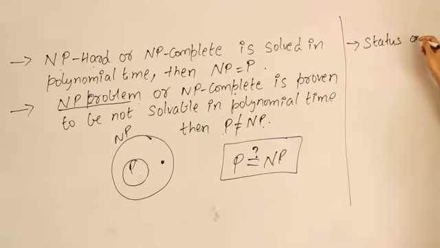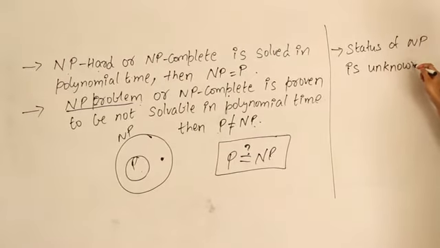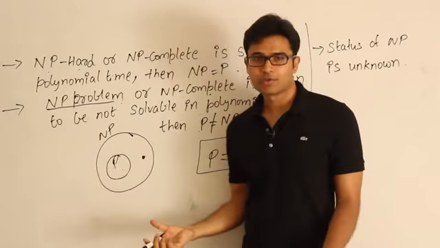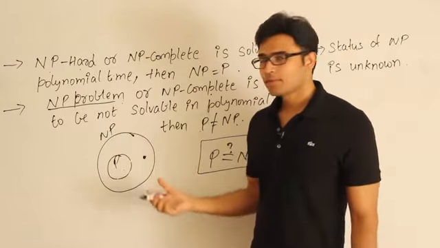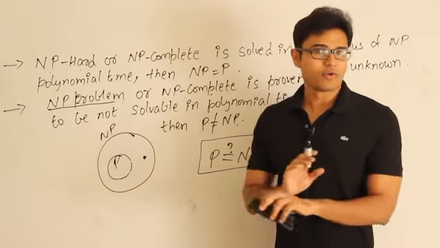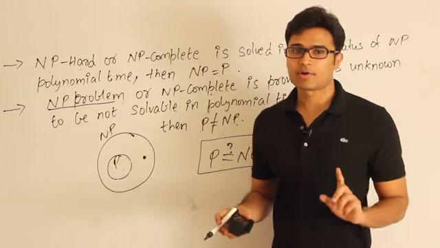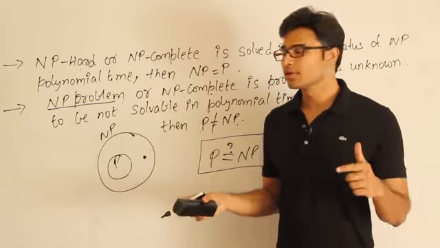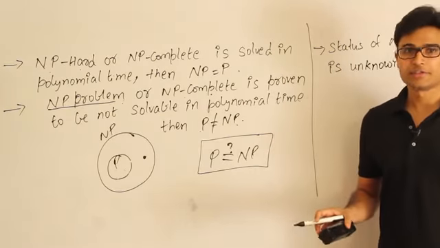Status of NP is unknown. No one knows whether we can solve these problems or not. Only about P are we very sure that we can solve them in polynomial time. About NP we know that they can be verified, but we don't know anything about the solution. I mean, we don't know whether it could be solved in polynomial time or not. In future, if someone comes with a solution, many things change. Or if someone gives a proof that it cannot be solved, many things will change, right?